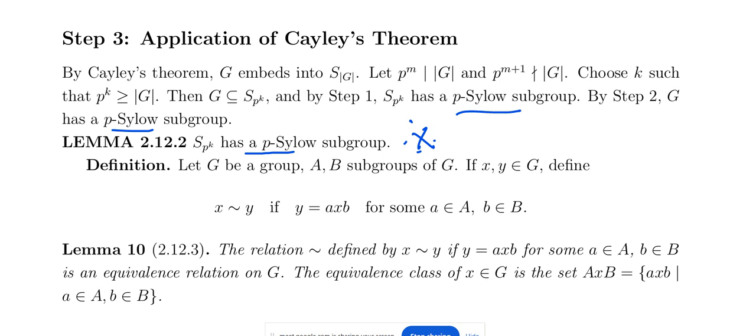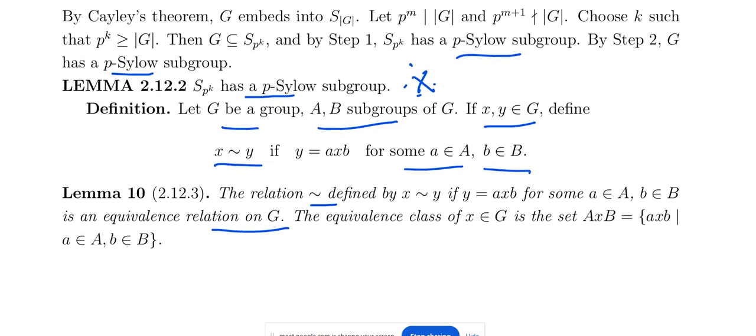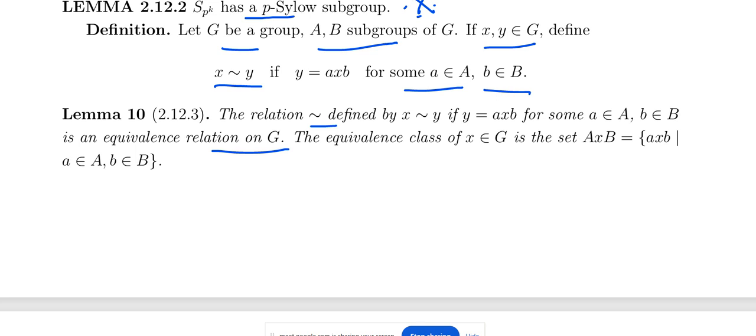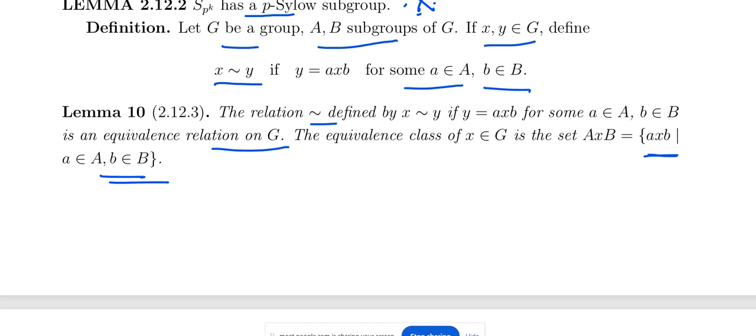Let G be a group, and A, B subgroups of G, with X, Y belonging to G. Define Y related to X if Y equals AXB for some A in A and B in B. This is an equivalence relation on G. The equivalence class of X in G is the set AXB, defined as the collection of all AXB with A belonging to A and B belonging to B. This is called the equivalence class of X.